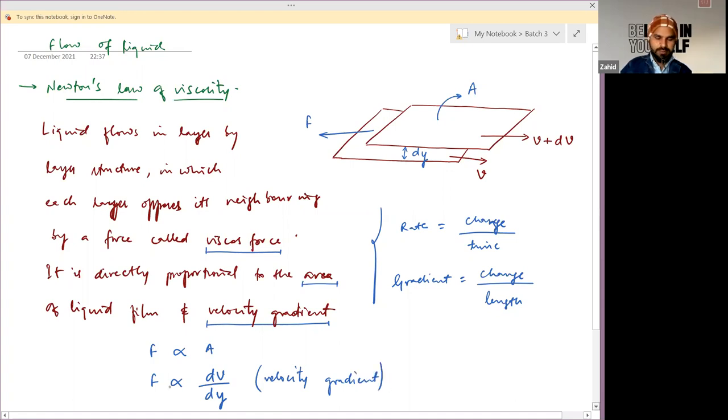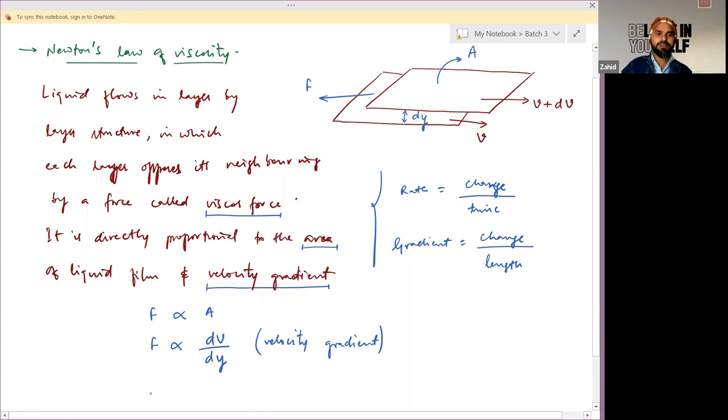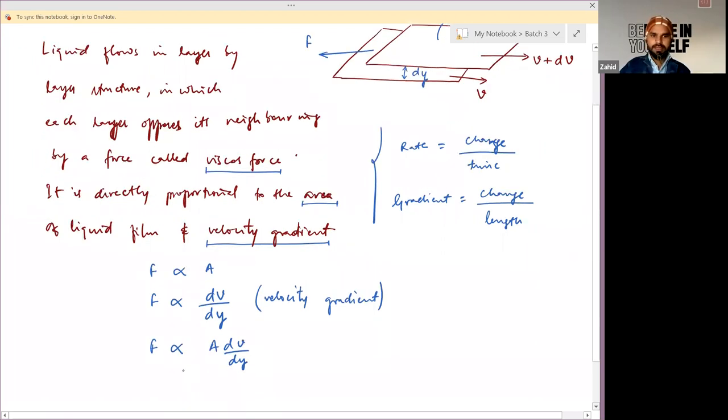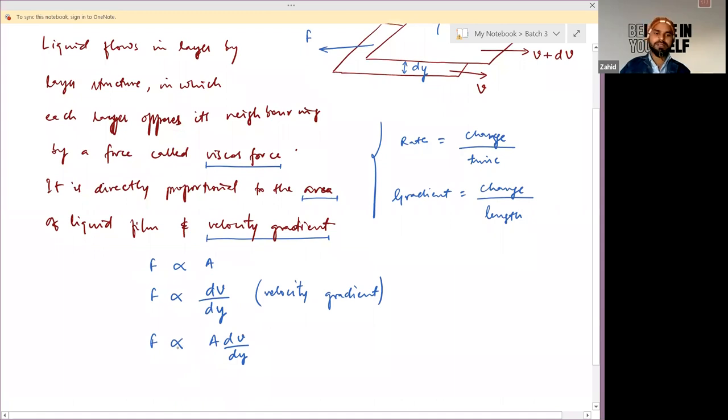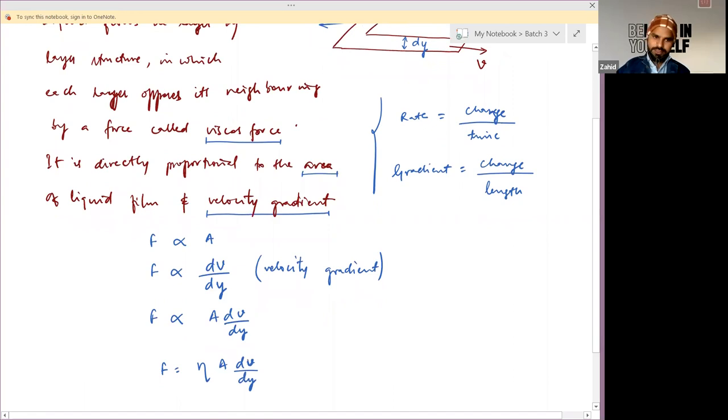Now, if you combine these two equations together, you will get F proportional to A dV by dy. Now, if you replace this proportionality sign by any constant term, so in this part, it equals eta A dV by dy. And since this force is always opposing in nature, there will be a negative sign at this point.